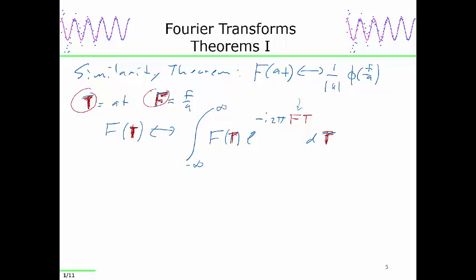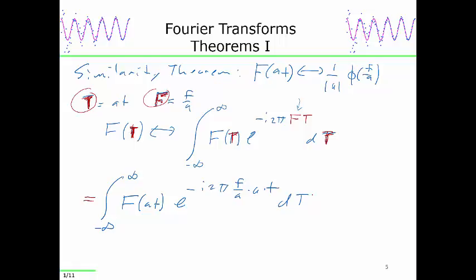Well, let's do some variable substitutions. We want to get this in terms of little a and little t, right? So if I write this in terms of little t, what does that look like? Now I'll switch back to blue, because I'm going to use little letters. This is then going to be the integral from negative infinity to infinity of f of a t, e to the minus i 2 pi, big F is f over a, and big T is a times t, d capital T.